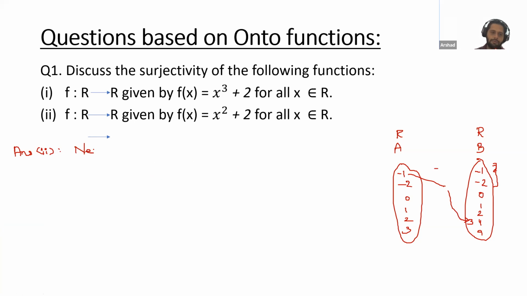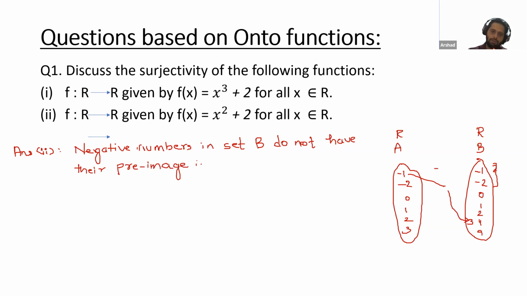We will write negative numbers in set B do not have their pre-image in set A. Negative numbers in set B do not have their pre-images in set A, hence function R2R, f(x) is equal to x squared plus 2, is not onto.